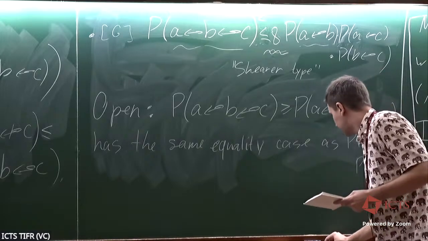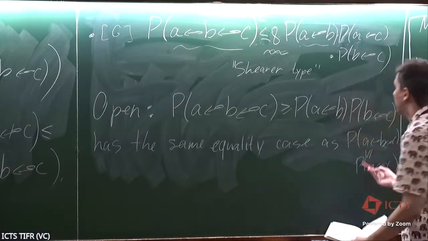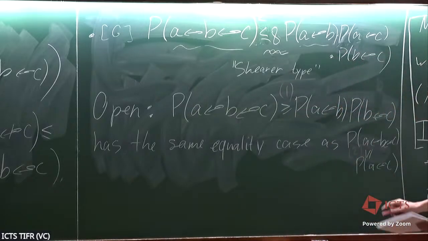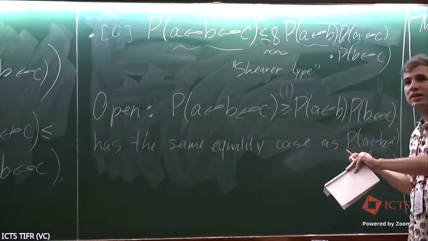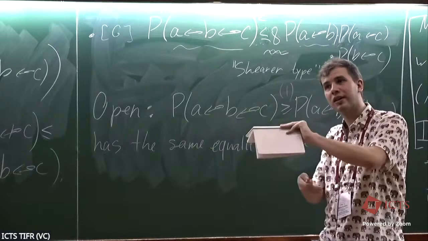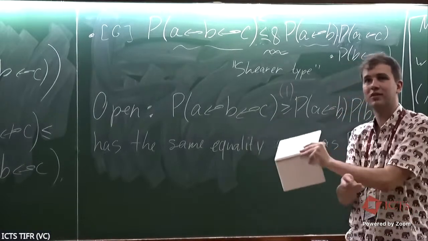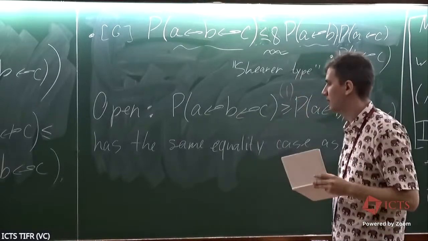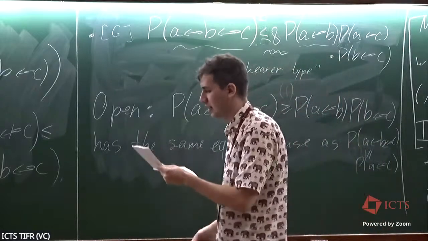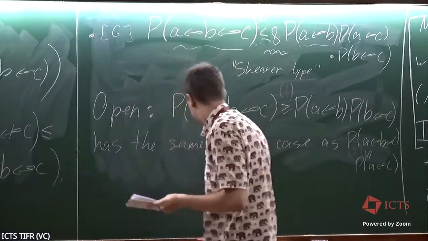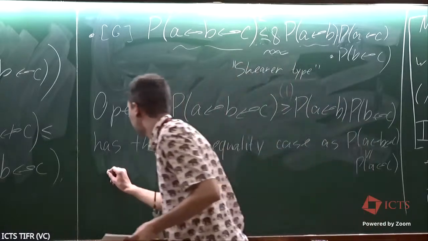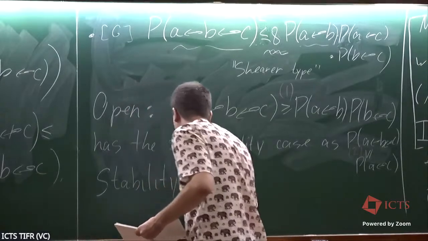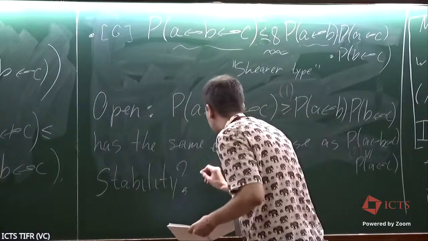So let's denote this inequality by 1 and this inequality by 2. Since they have the same equality case, maybe we can subtract one from another until you cannot subtract anymore. The question is, can you find something like this? This question is usually called stability of inequalities. So the question is, do we have some stability here?